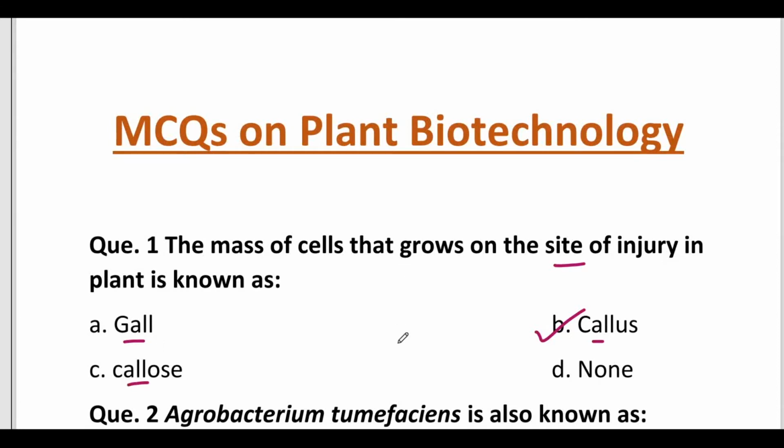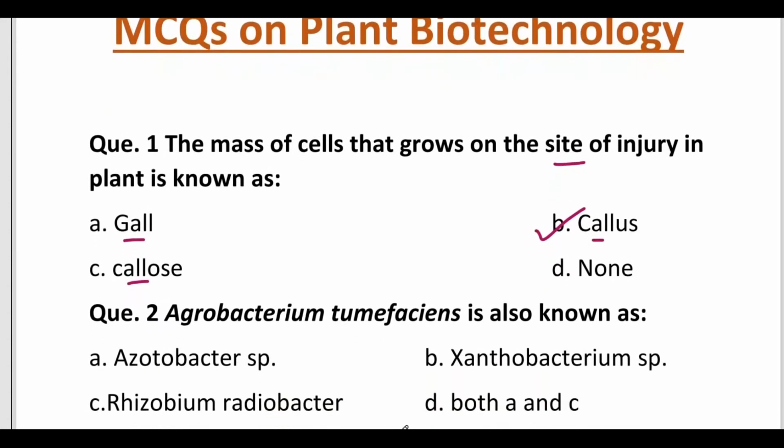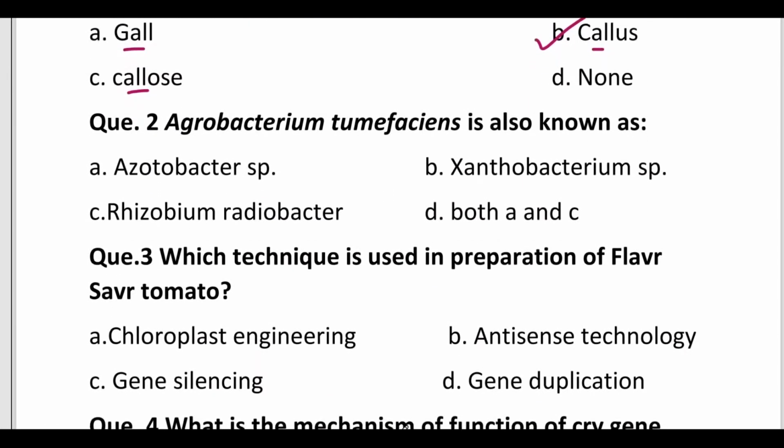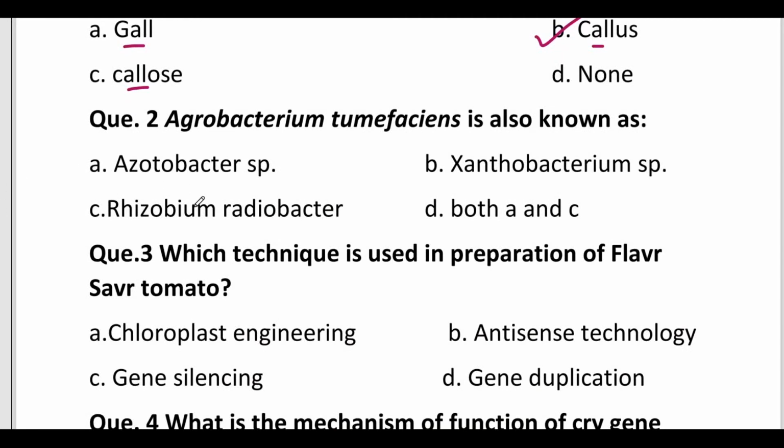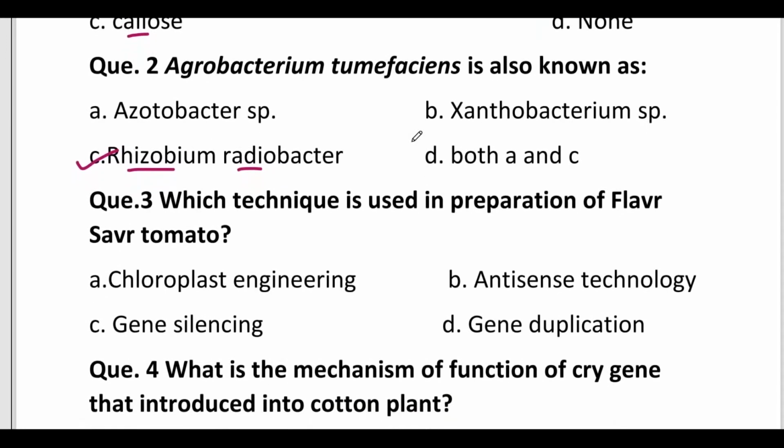Next question. Agrobacterium tumefaciens is also known as Azotobacter species, Xanthobacterium, Rhizobium radiobacter, or D, both A and C. So the correct answer will be C. Rhizobium radiobacter is another name for Agrobacterium tumefaciens. Let's move to the next question.